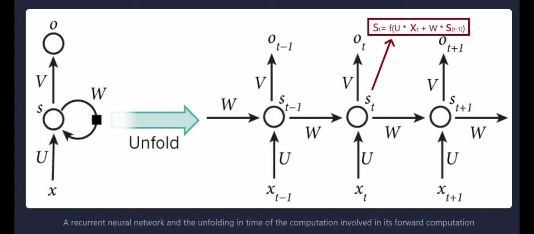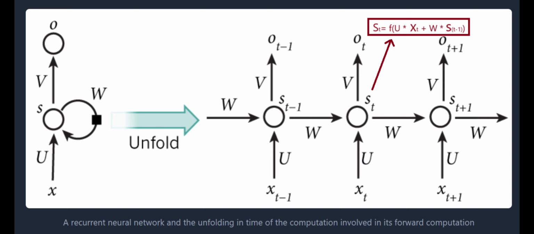The computation in an RNN is governed by the following formulas. xt is the input at time step t. For instance, x1 could be a one-hot vector representing the second word of a sentence. st is the hidden state at time step t, acting as the memory of the network. It is computed using the previous hidden state and the current input as follows. st equals f(U·xt + W·st−1).